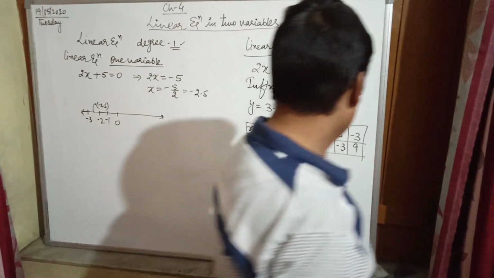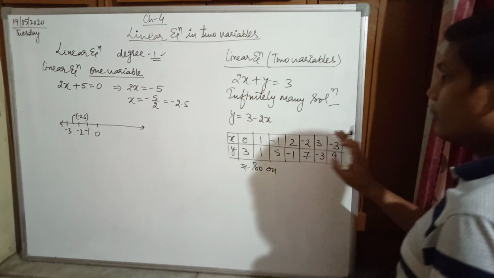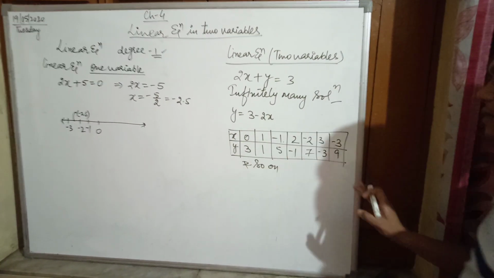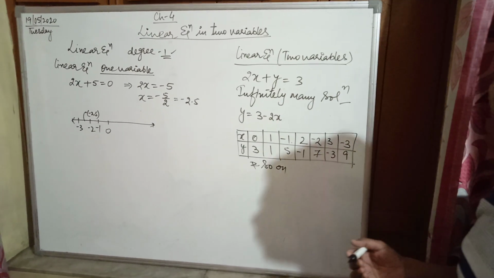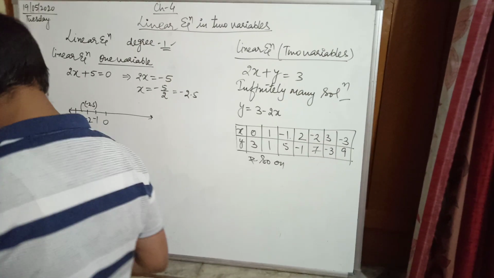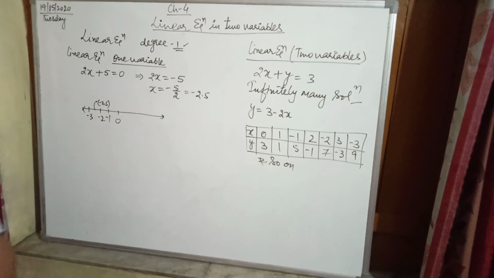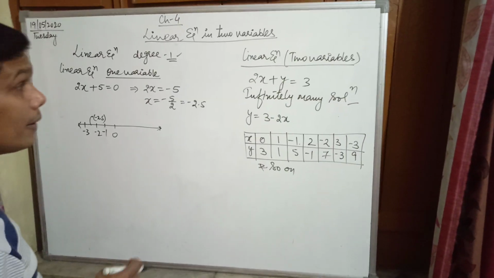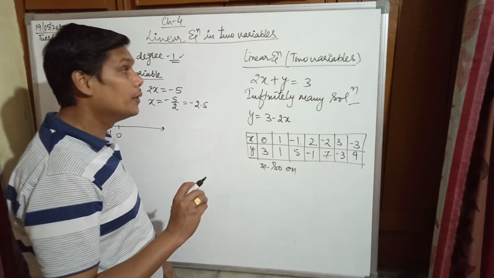It means change the value of x, get the value of y, so a linear equation with two variables has infinitely many solutions if we are given only a single equation.